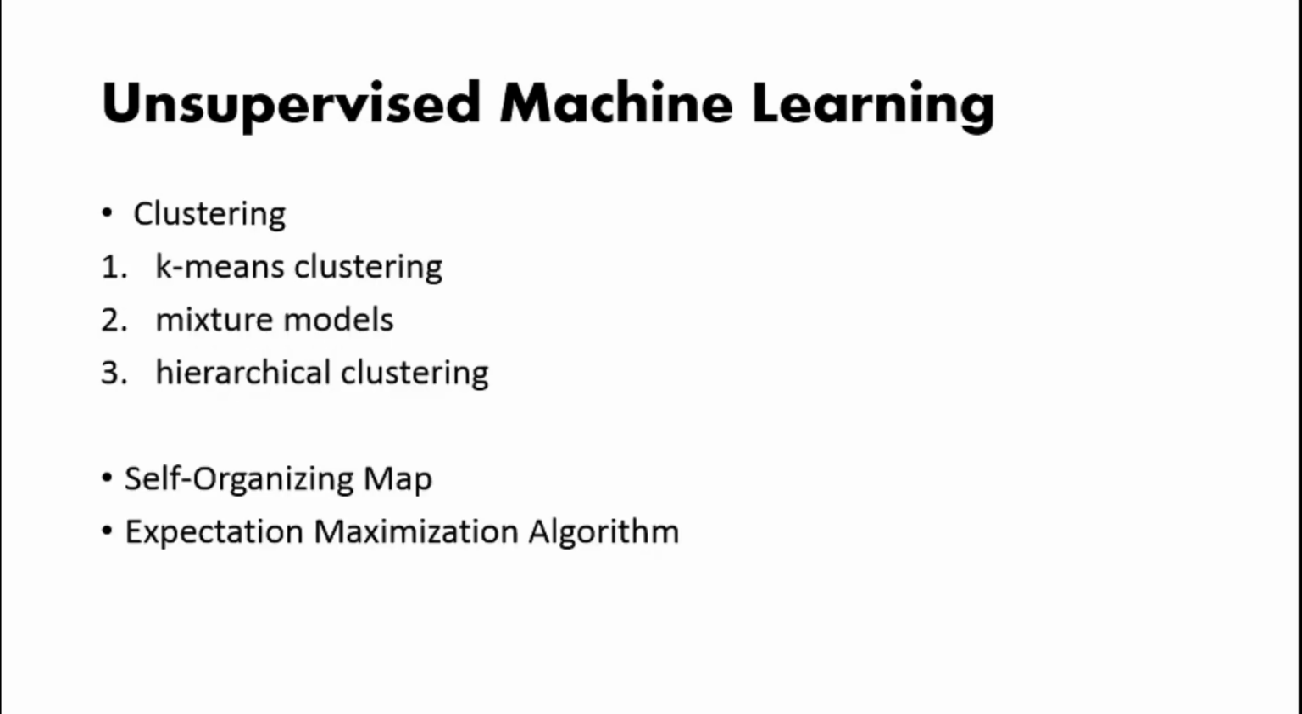Now, certain types can go into clustering, that's k-means clustering, mixture models, hierarchical clustering, self-organizing map, and expectation maximization algorithm. These are some algorithms I use.